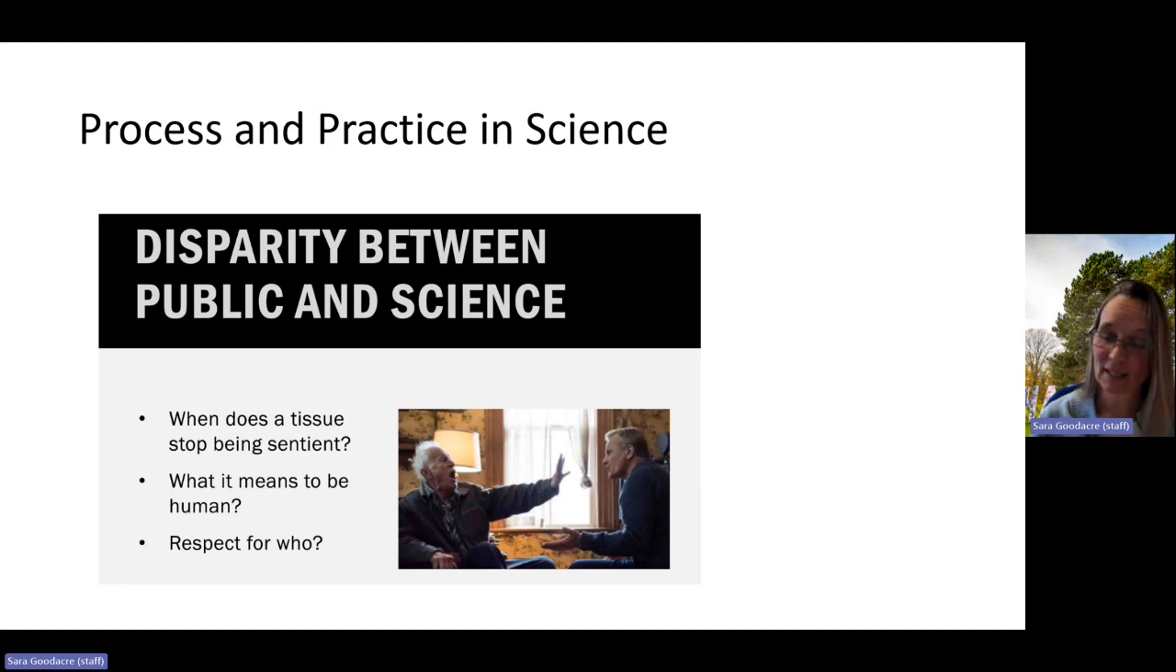But you can also look at the differences between the public and science and how people view things. So rulings in the House of Lords regarding human rights and conflicts of interest where we have, for example, one entity, so let's say adult human, versus something that could potentially develop into human, such as an embryonic stem cell. And how do we look at the ethical principles of autonomy, justice, fairness, and well-being in all of these examples?